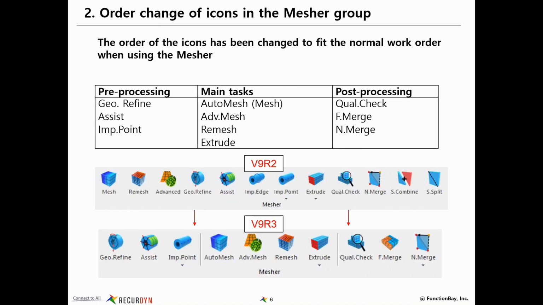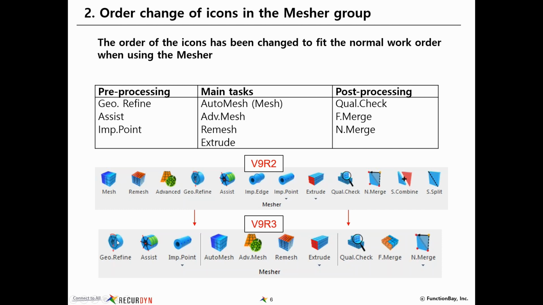All right, as they're adding more and more features to the mesher, it can get a little bit cluttered, so they've made some simplifications and reordered things a little bit to make things easier to look at and include it in a more intuitive way. The order of the icons has been changed to fit the normal work order. In V9R2, it was a little bit of a random inclusion of these icons, and in V9R3, the way you'd want to look at this is from left to right, and typically that follows the order of what you do when you're going through a mesh.